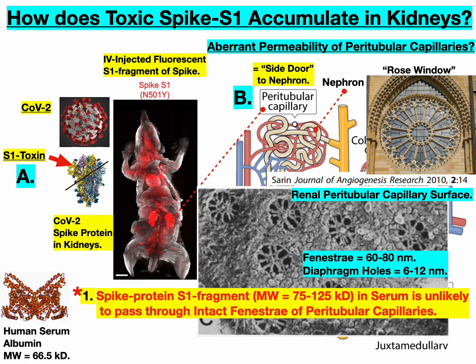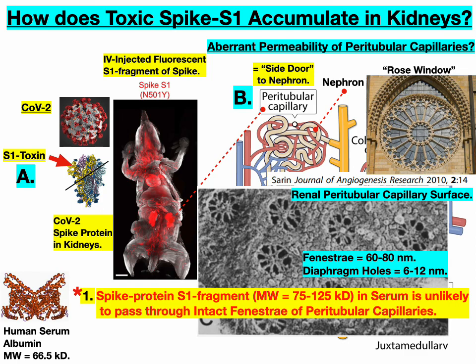That question can be addressed by looking at the molecular weight of human serum albumin, which is 66.5 kilodaltons. Human serum albumin is in high concentration in the serum, but in low concentration in the interstitial fluid surrounding nephrons. This is because of the diaphragms in these fenestrae. They block the large molecular weight globular protein, human serum albumin, from passing through the fenestrae.